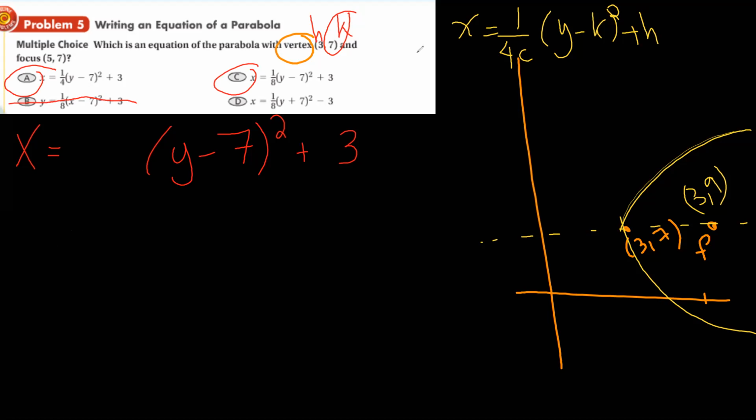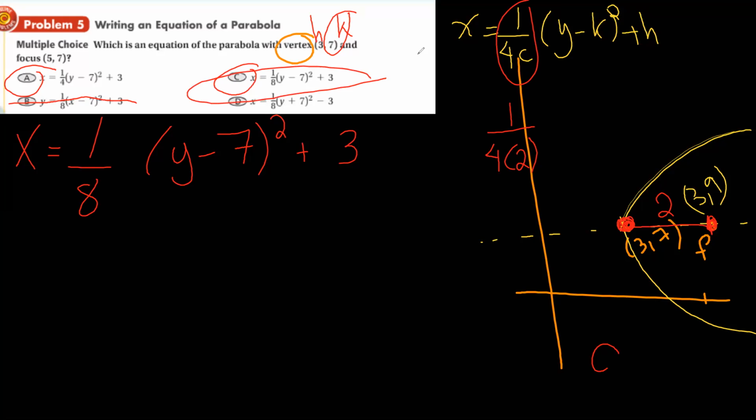Okay, I want to find c now. Look at the graph. I told you that the focal length c is the distance from the focus to the vertex. So from here, who can tell me what is the distance from the graph? It is 2. Is it right? Yes. So here now, I will say 1 over 4 times 2 instead of c, so I will have now 1 over 8. So the equation is x equal 1 over 8 (y minus 7) squared plus 3. This is from the graph.